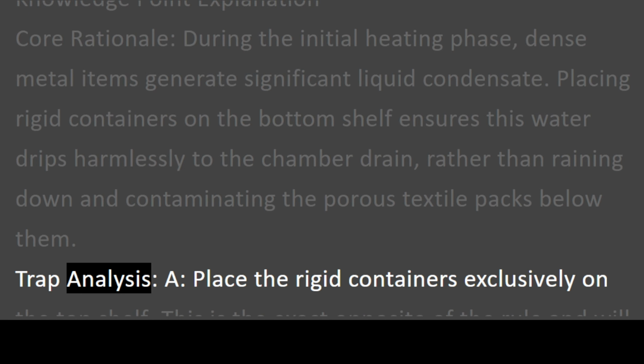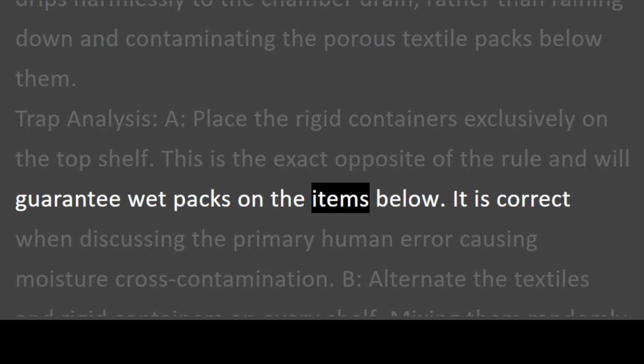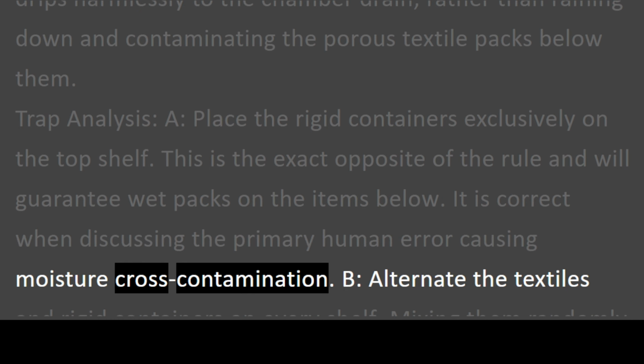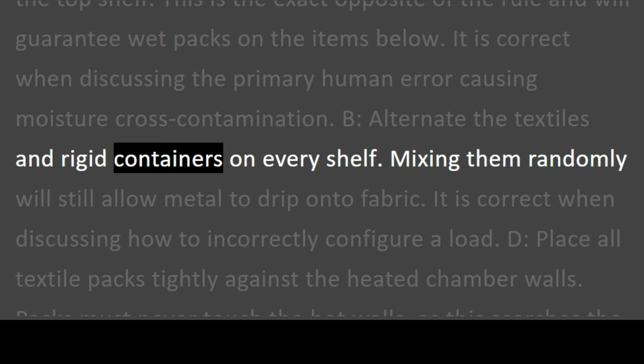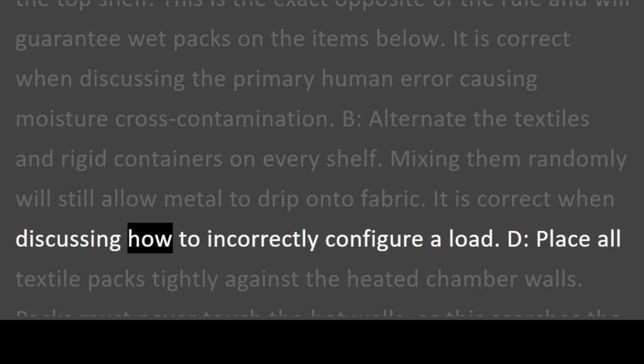Trap analysis. A. Place the rigid containers exclusively on the top shelf. This is the exact opposite of the rule and will guarantee wet packs on the items below. It is correct when discussing the primary human error causing moisture cross-contamination. B. Alternate the textiles and rigid containers on every shelf. Mixing them randomly will still allow metal to drip onto fabric. It is correct when discussing how to incorrectly configure a load.